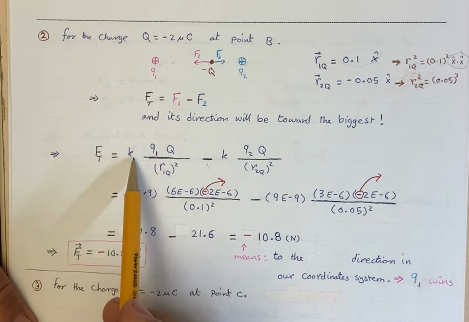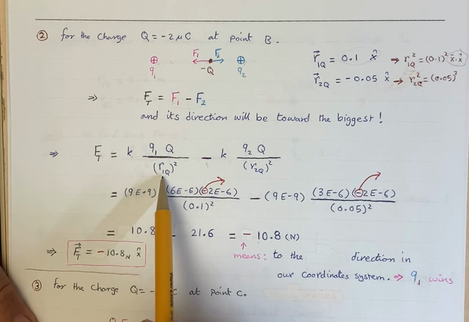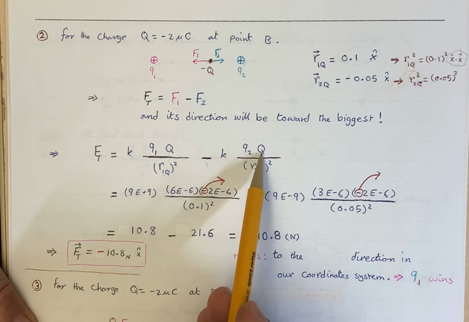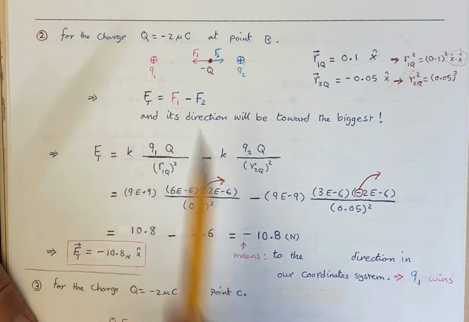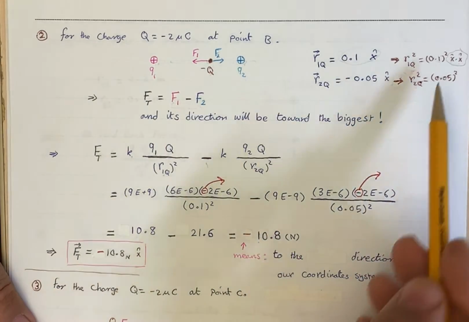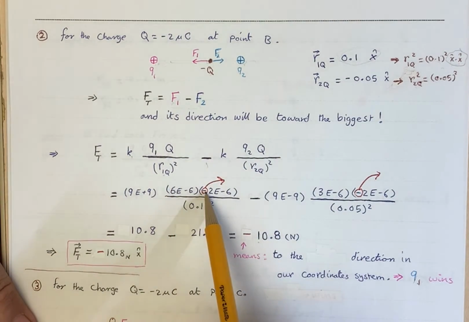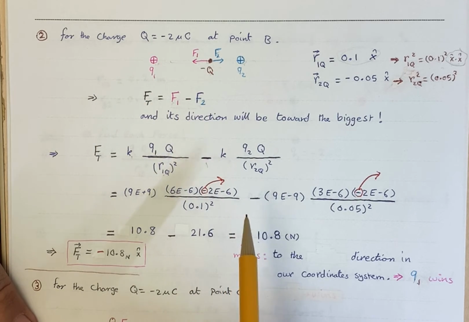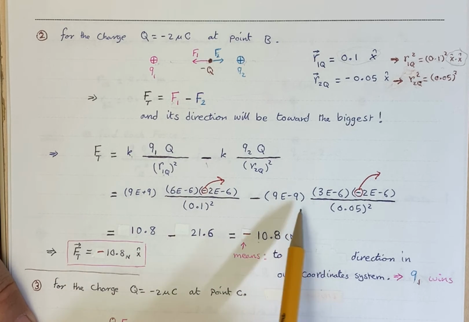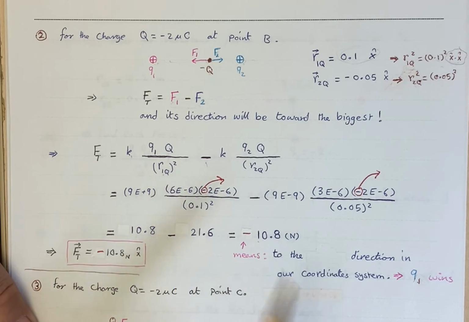This is the first force, K Q1 times Q, the test charge, over the distance squared, which is 10 centimeters, 0.1, minus K Q2 Q over the distance, which is, I think, 5 centimeters again, but to the left. You can see them here. Again, Q has a negative charge, but we already used it when we determined the direction of each force. And these are the two terms. I compute them.